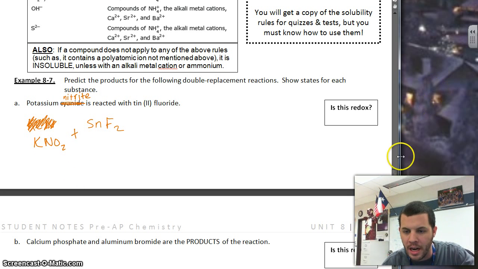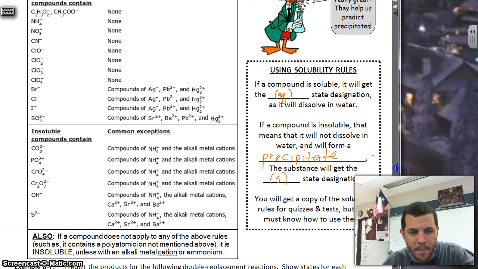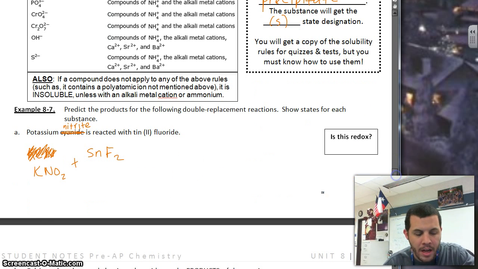According to my solubility rules, I look for nitrite. Oh no, nitrite's not on there. Then I look down here: if a compound does not apply to any of the above rules, it is automatically insoluble unless it's paired with an alkali metal or an ammonium cation. Well, I've got an alkali metal, so that tells me that this is aqueous.